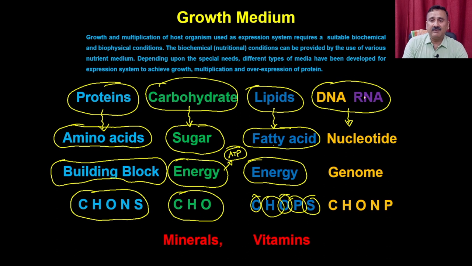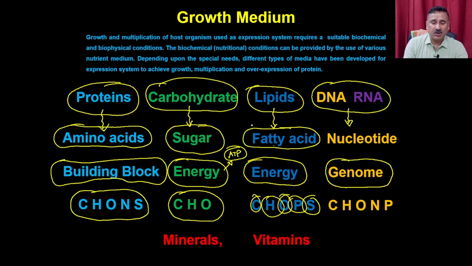And the energy comes mainly from the carbohydrates and the lipids. Similarly, we require DNA and RNA. RNA has always been a part of the genomic content of organisms; it can be either DNA or RNA. Anyway, we are going to discuss genomes in detail, and at that time it will be clear which organisms have RNA as their genome.